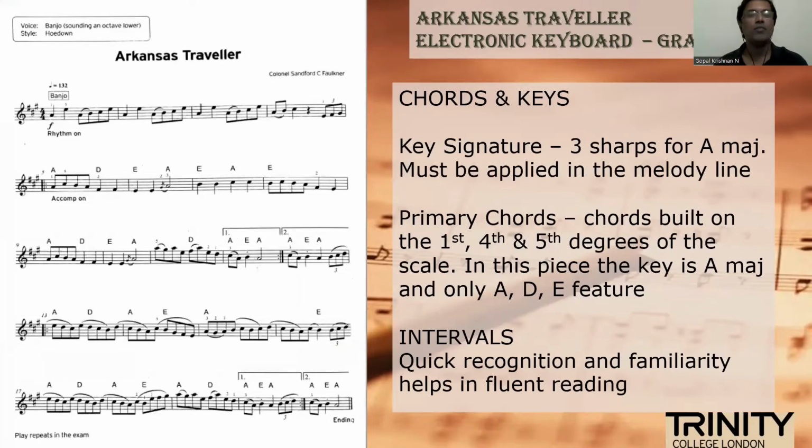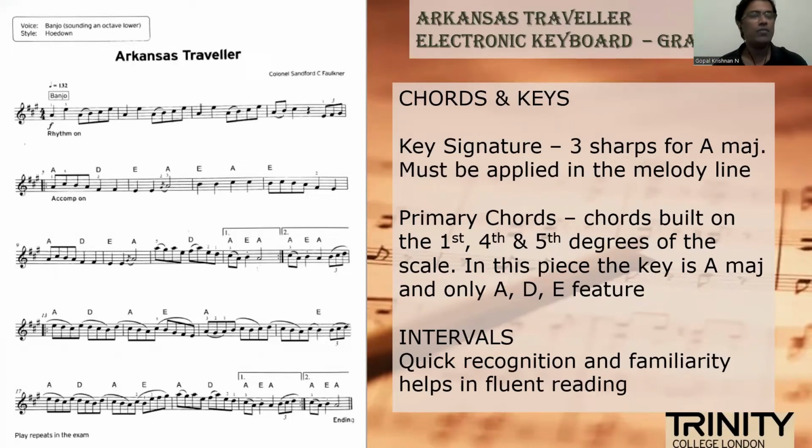Let's look into some of the chords and keys. Of course, this is A major. The 3 sharps, F sharp, C sharp, and G sharp, a great understanding of which would help a smooth flow of the piece. And we have some minor scalic passages as well. And this can be very well applied in the melody line.